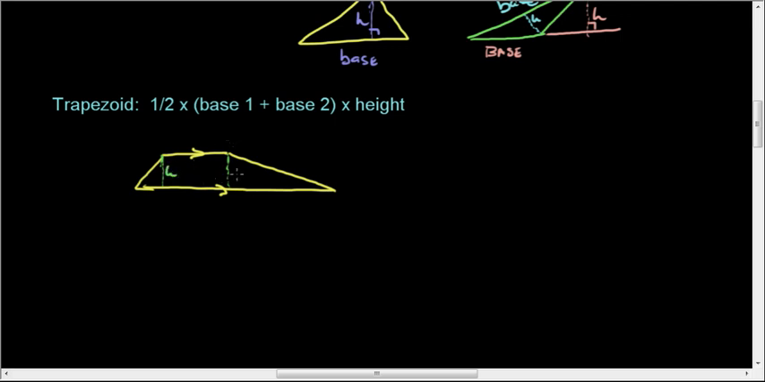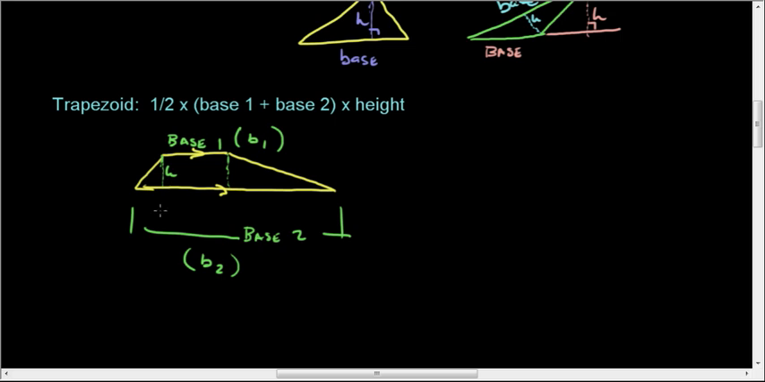Okay, this rectangle is going to have a height of h. Now the top thing I'm going to call base 1, and I'm going to nickname that B1. And the bottom, the whole length, I'm going to call base 2, and I'm going to nickname that one B2.